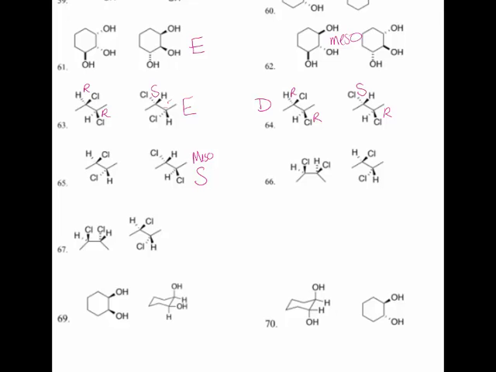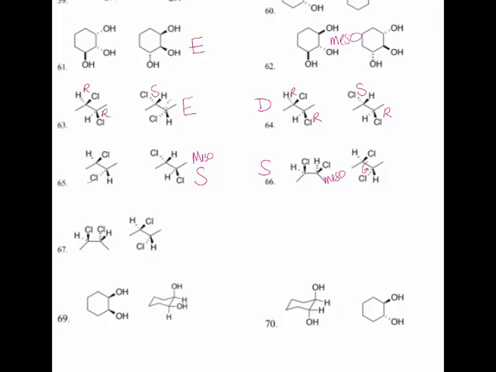Here for number 66, this molecule is this molecule. It's just a different way to show it. And this is what I had drawn. So if I rotate around this sigma bond, the chlorines come out. This is a meso pair. These are the same molecules. It's a meso pair.